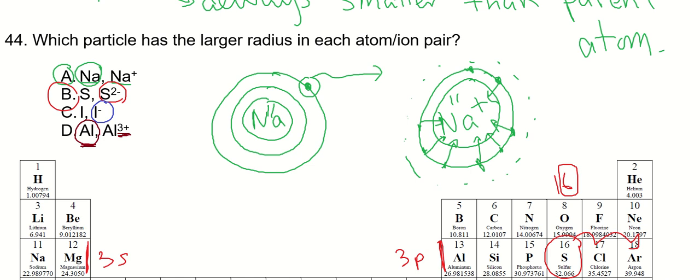Let me just make this clear. Sodium is the answer. Sulfide anion is the answer. Anions are larger than the parent, and then the parent is larger than the cations. All right, these are your answers.